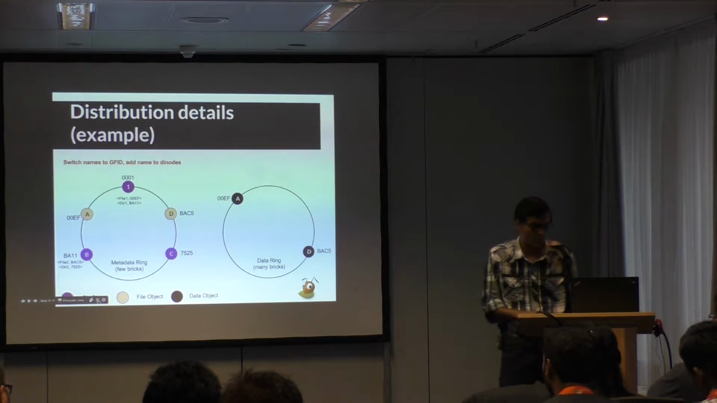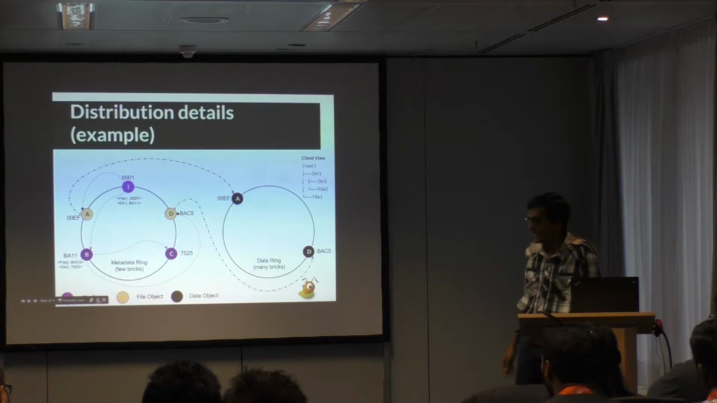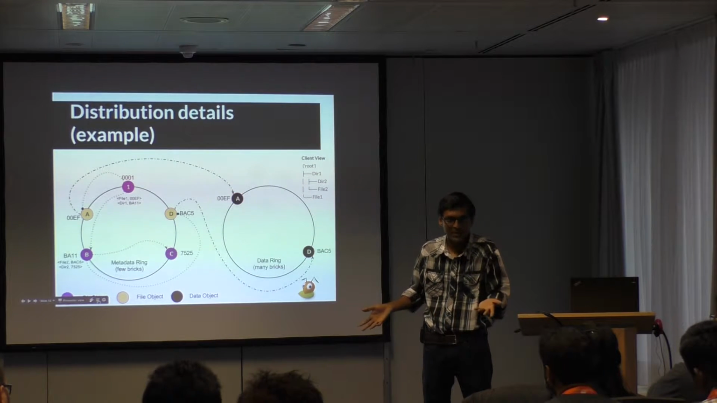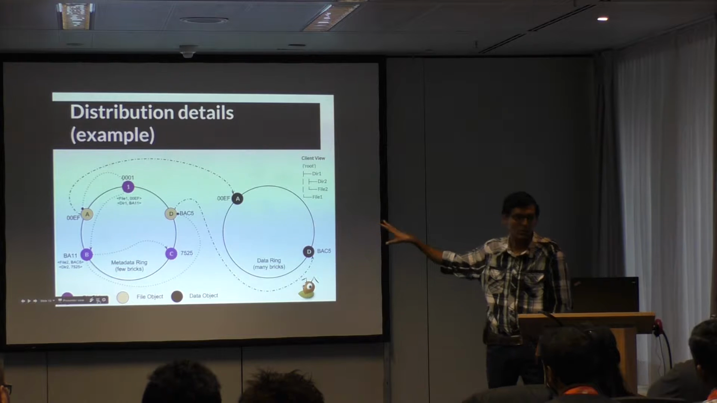You still have your data objects here. So if you start drawing the arrows again, we just end up with the same diagram because the relationships are maintained. So you just get back to where you started.